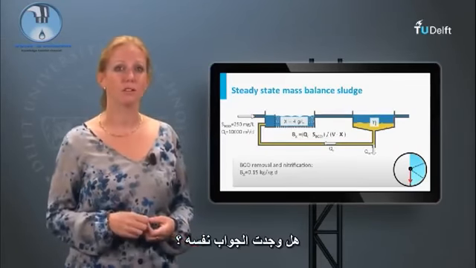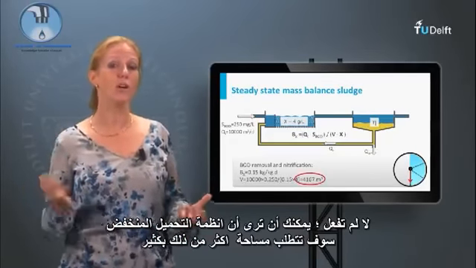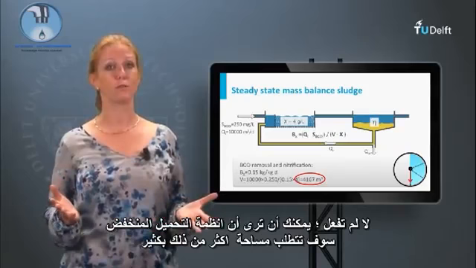Did you find the same answer? No, you did not. You can see that now that low-loaded systems will require much more space.